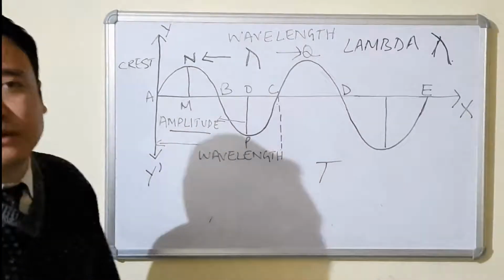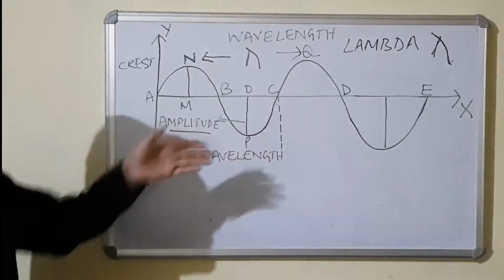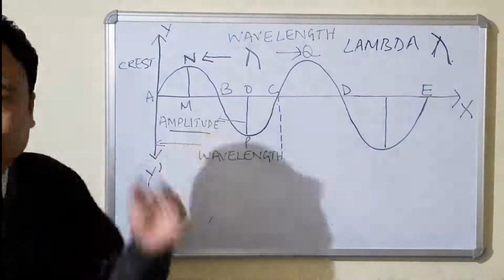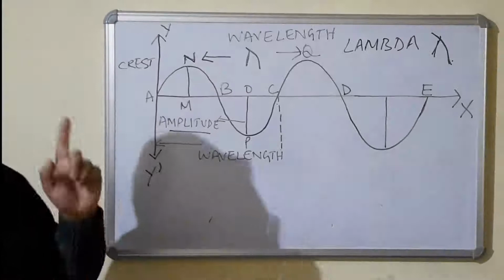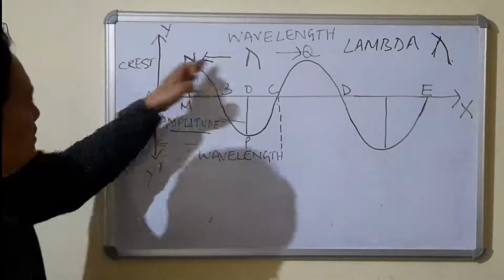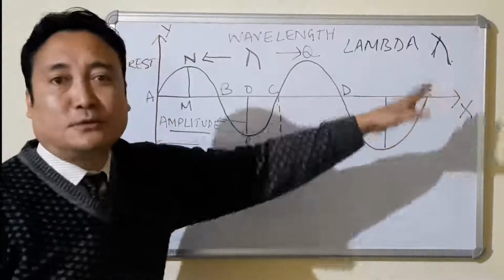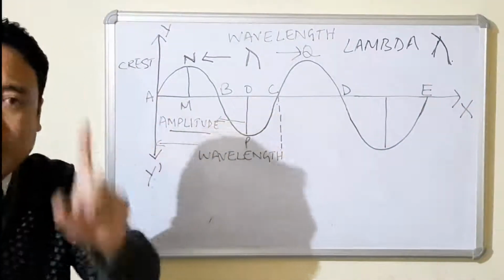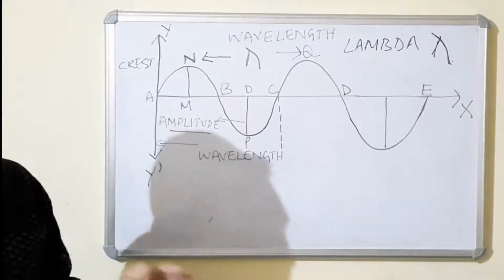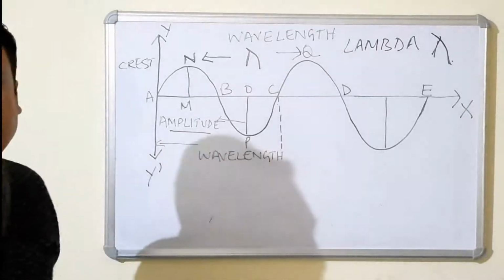Then next one comes the frequency. Frequency means the number of oscillations. Number of oscillations means how many times the wave will oscillate to and fro, the number of oscillations made by the wave motion in 1 second. In 1 second, how many oscillations can it make? Look at here. From A to C, one oscillation. From C to E, another oscillation. So this oscillation goes on increasing. But how many oscillations we make in 1 second, that we call the frequency. So frequency is the number of oscillations made by the wave motion in 1 second.